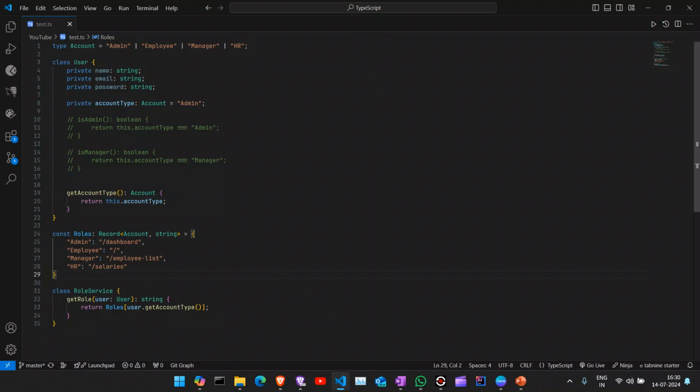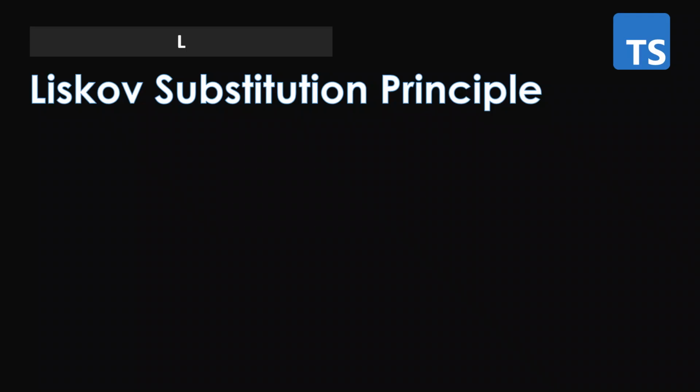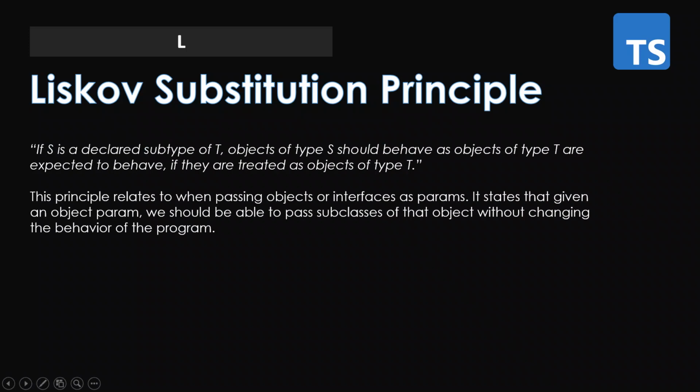Now let's move on to the third one, which is the Liskov substitution principle. If S is a declared subtype of T, objects of type S should behave as objects of type T are expected to behave, if they are treated as objects of type T. Oh man, what a tough definition. Don't worry, I will explain it.